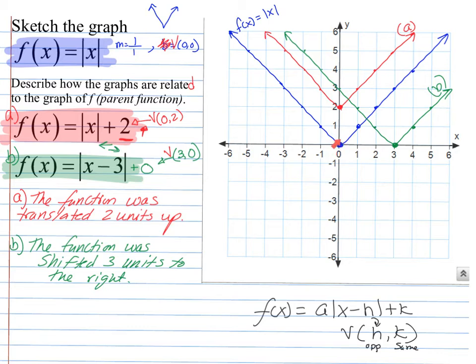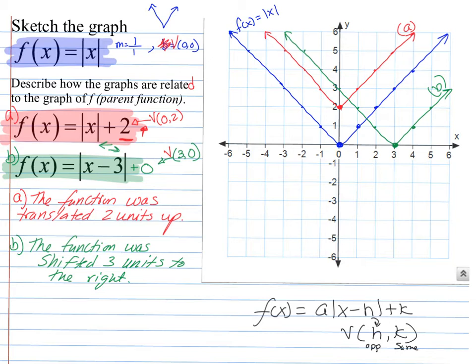Basically, this point right here is our vertex, 0, 0, and we go up 1/1, up 1/1 to the right, and we do the same thing to the left. So up 1 over to the left, up 1 over to the left, and this would give us this blue parent function of the absolute value of x.